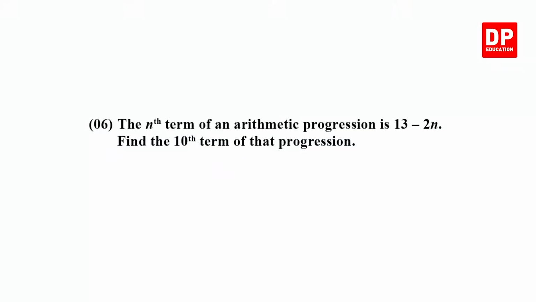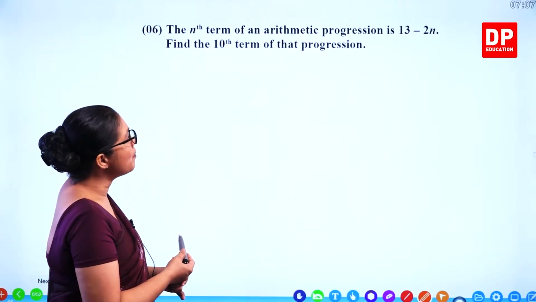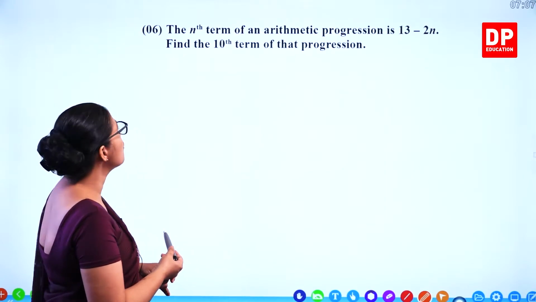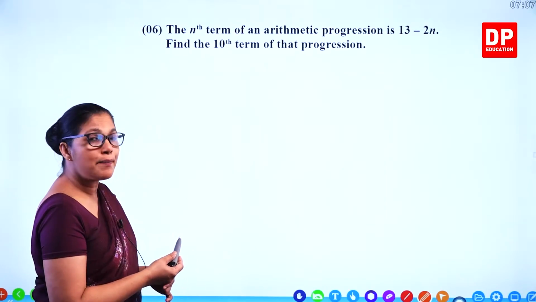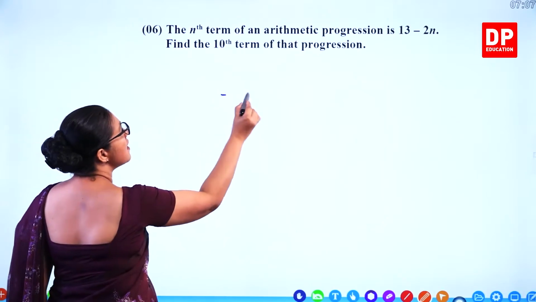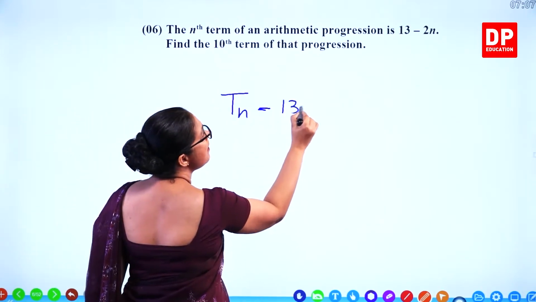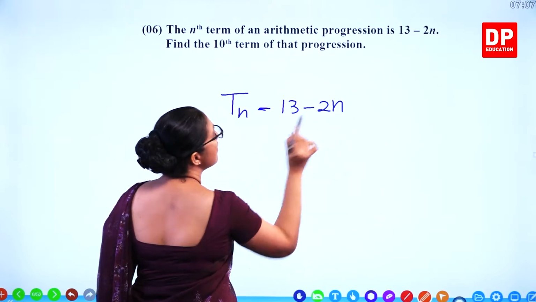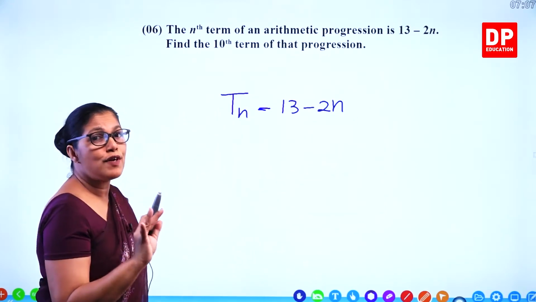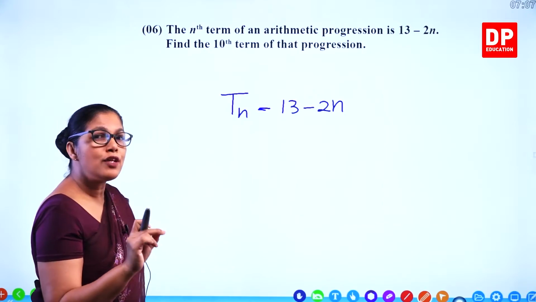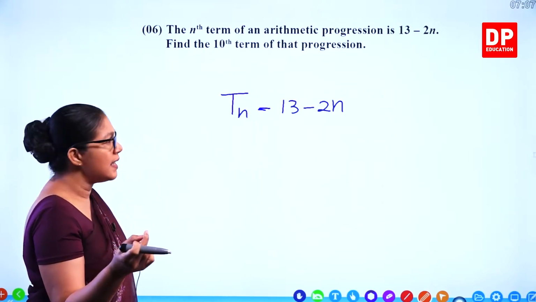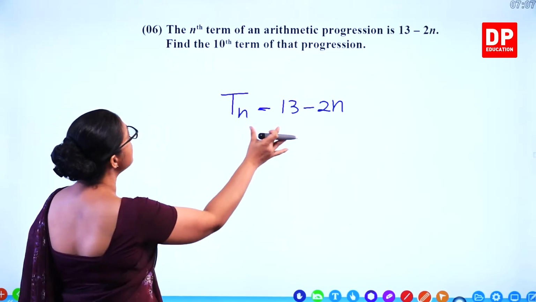Question number 6. The nth term of an arithmetic progression is 13 minus 2n. Find the 10th term of that progression. So it's given, Tn, Tn is the nth term, 13 minus 2n. It's already given, a simplified version is given. So you don't need to apply a plus n minus 1 d. So straight away you can take this expression.